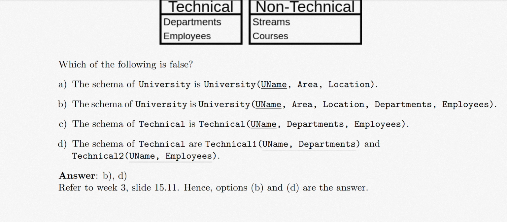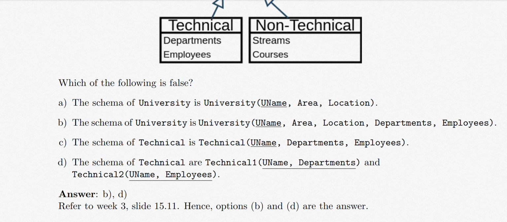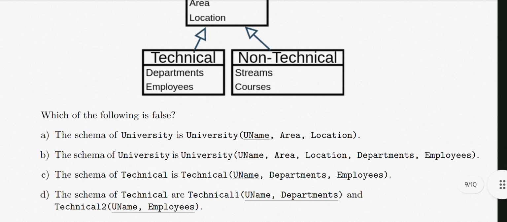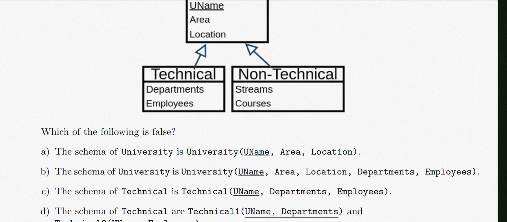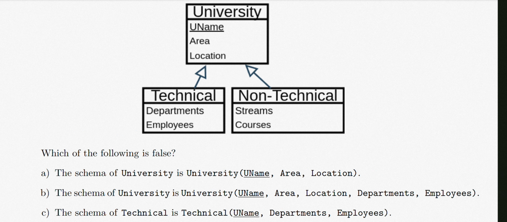What about option B? Schema of university is university, uname, area, location, department and employees. It can't be written like that, because department and employees come under technical, and technical depends on university, so we can write departments and employees in that section. So option B is wrong, so B can be the answer because it is false.